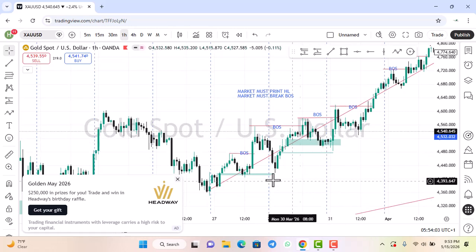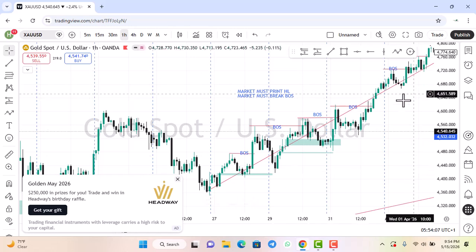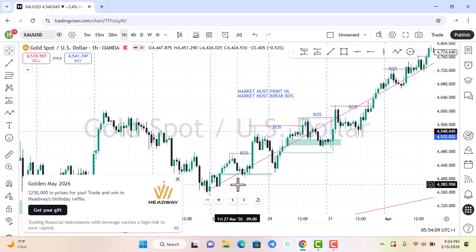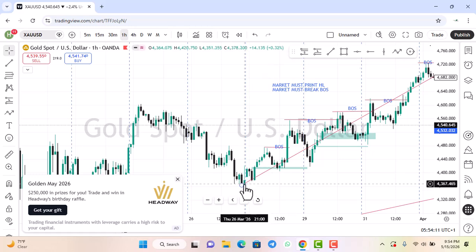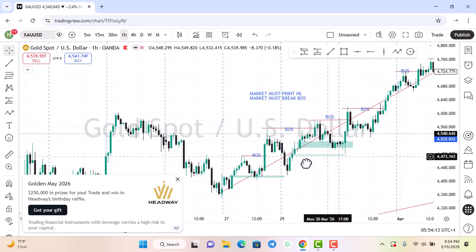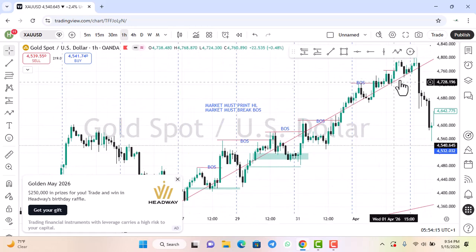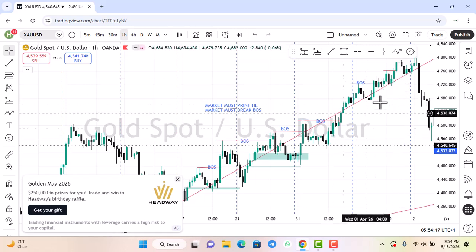So when I have these swing highs, the most important to me right now is this first one and the last one. So how do I know the last one?